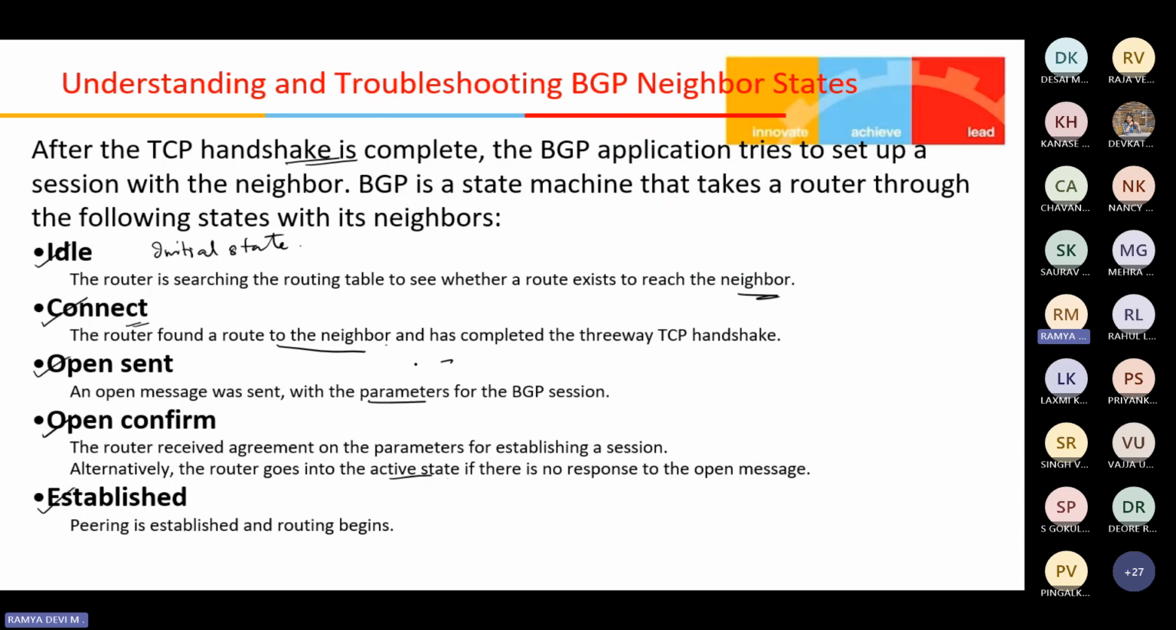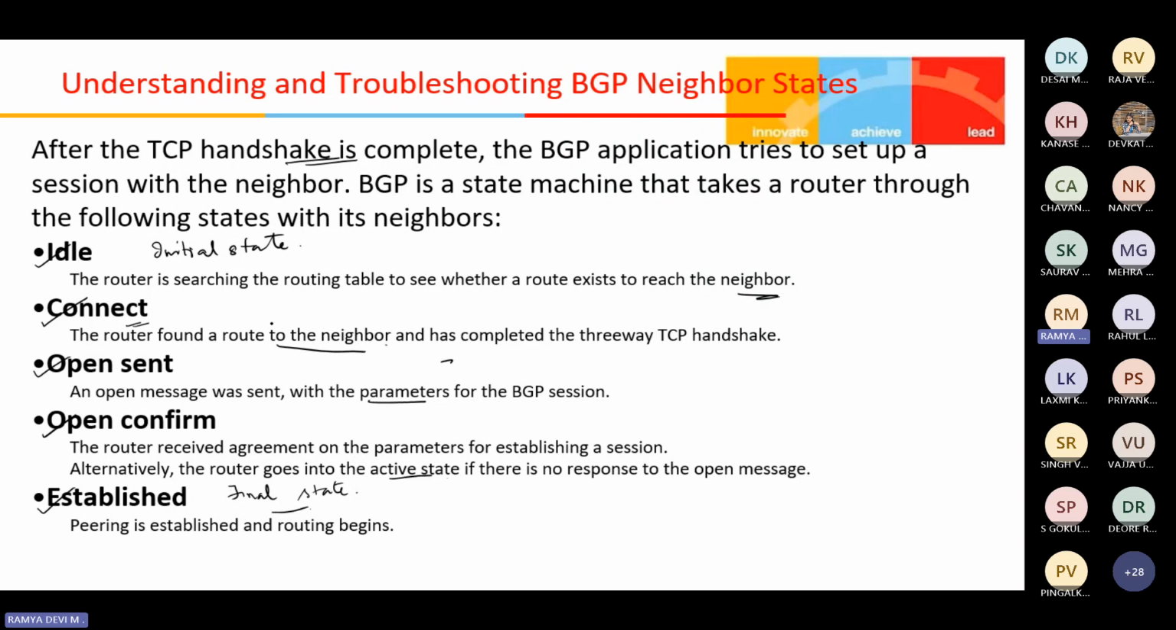The next one is the established state, which is the final state. So idle is the initial state and established is the final state. It is also the most important state. Why? Because your peering is established successfully between the neighbors in the established state. So the routers can exchange BGP update messages, which carry the actual routing information, and BGP can monitor and maintain the session once it is established.